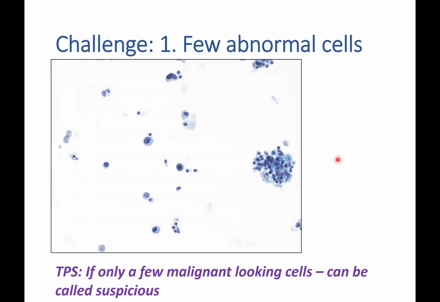So you can have very few abnormal cells in a urine sample, but the Paris system has a category that if you've only got, say, 5 to 10 cells, you think they look malignant, but you're not absolutely sure, then you can call it suspicious for high-grade urothelial carcinoma.